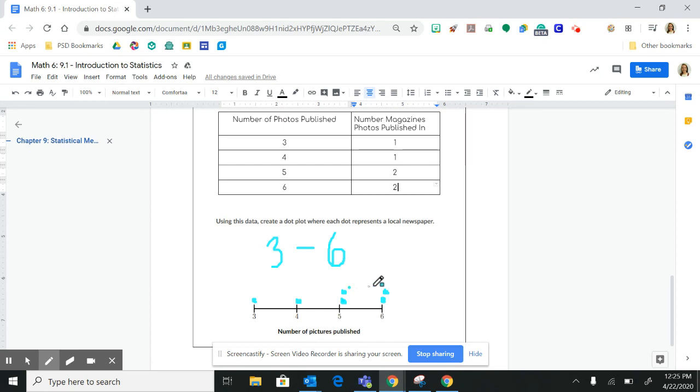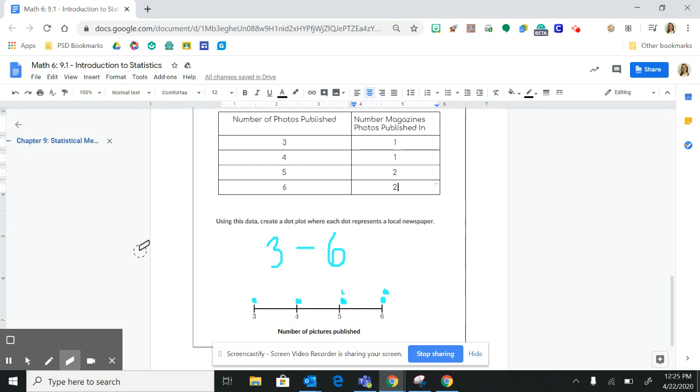And I could ask myself, how many total magazines was he published in? And I could count 1, 2, 3, 4, 5, 6, or I could just count my dots and I have 6 dots.